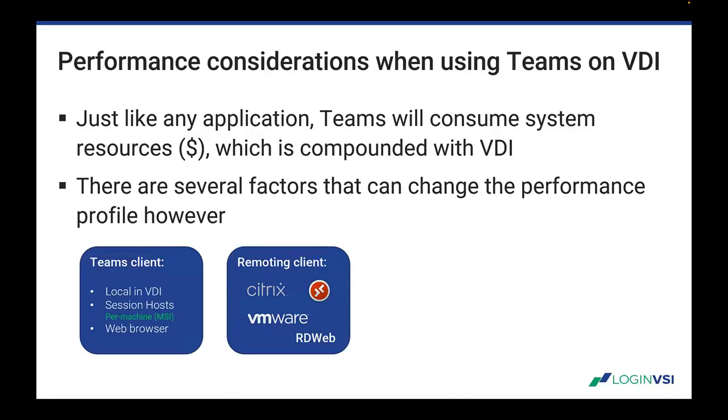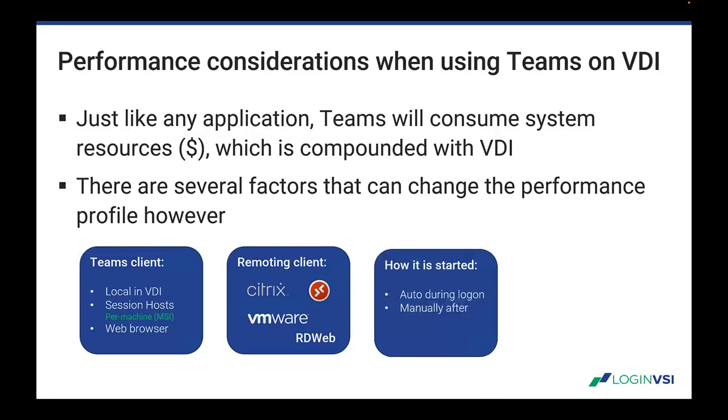But these remoting clients do either enable or disable optimizations that you can take advantage of. One example of a connection that disables optimizations would be RD Web, or when you access your Azure Virtual Desktop Workspace through the Chrome or Edge browser, for example. So you've got to be careful of those things.